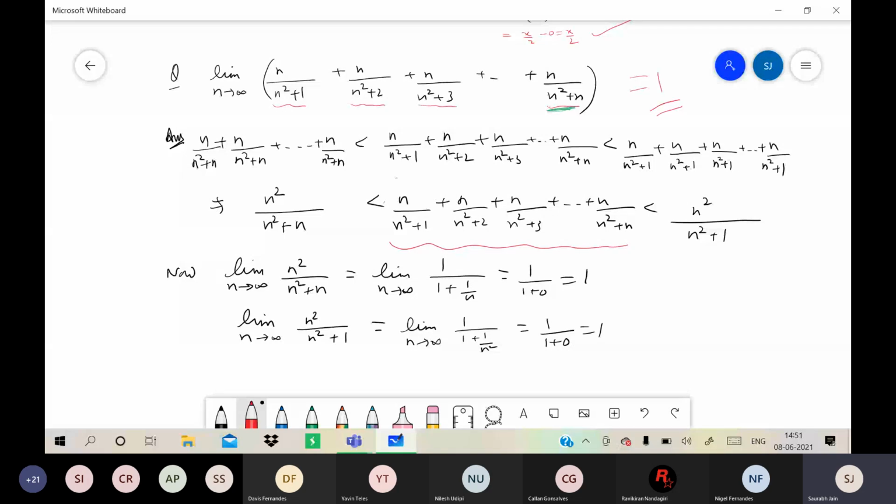So when n will be divided by this, it will give you the highest value. So the sum of the terms on the right hand side will be greatest. And on the left hand side, I have fixed the highest denominator, n square plus n. So the values of the terms with n square plus n as denominator will be least. So the sum of these terms will be least. Okay. Like this you create the inequality.